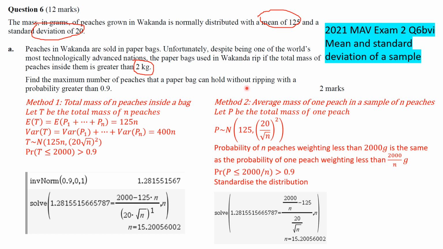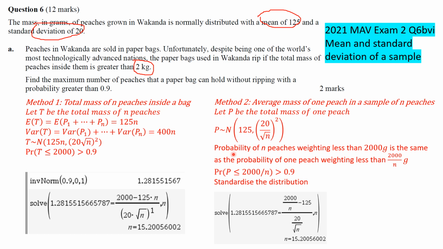For the second method, think of it as a sample of n peaches. In this case, we just let P be the mass of one peach only. If that's the case, then when you write down your distribution, the mean is 125. And to work out the standard deviation, you take the standard deviation of one peach and divide it by the square root of the sample size.